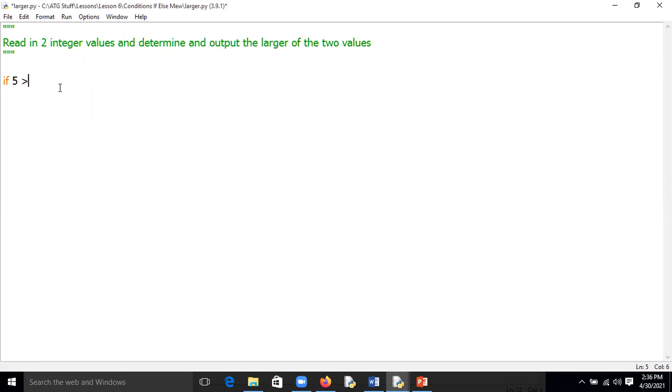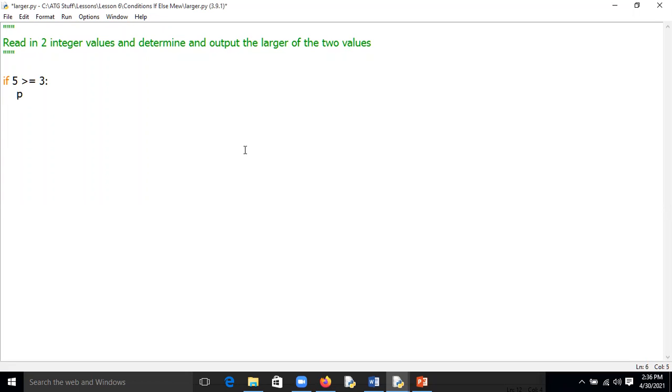If 5 is greater than or equal to 3, colon. Remember that you need a colon. The colon means then do the following. The colon reads as then. If 5 is greater than or equal to 3, then, and watch when I press enter, the cursor is here. It's not in line with the if.